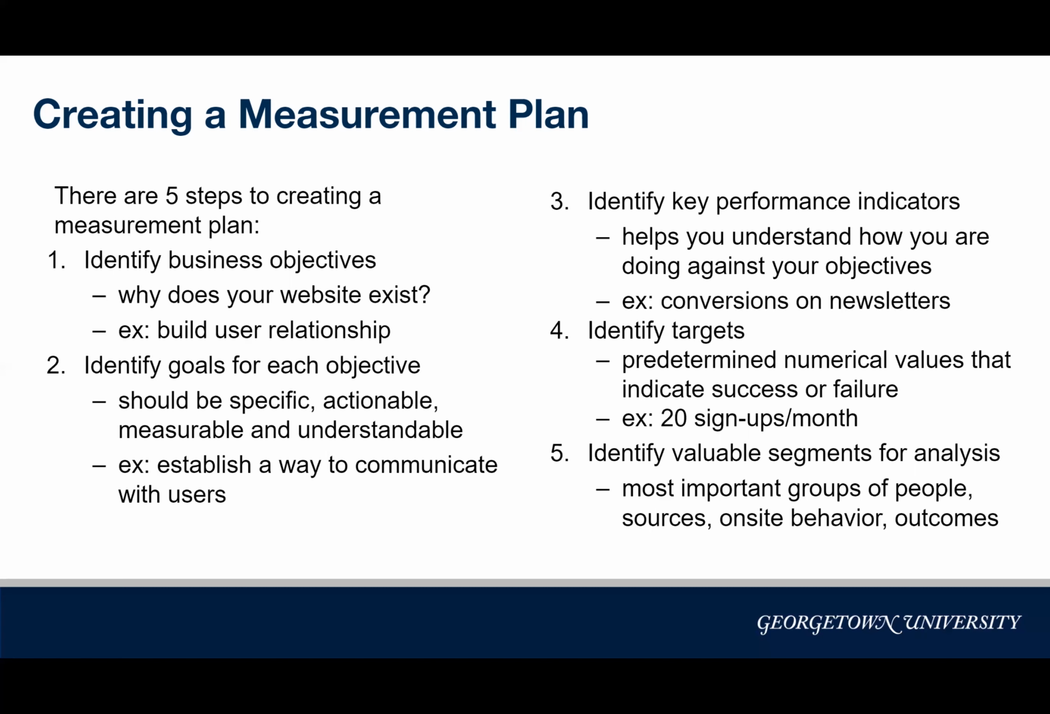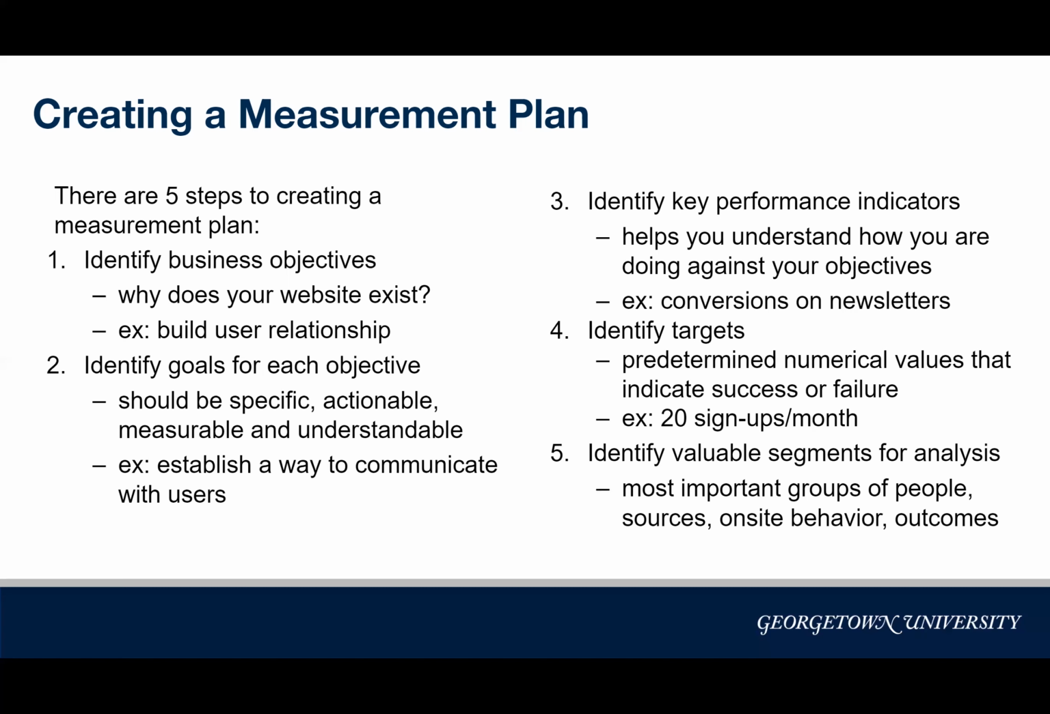So once you have your objectives set, you'll then want to identify goals for each objective. So if you had 2 objectives, you'll want to have at least 1 goal for each of those 2 objectives. Your goals should be specific, actionable, measurable, and understandable. So for the objective we set earlier, which was to build a relationship with your users, one goal could be to establish a way to communicate with your users. So we can see here that that goal is going to help us build a relationship with our users. Another goal could be to increase community participation in department events. So again, the goals you set should help you achieve your objectives.